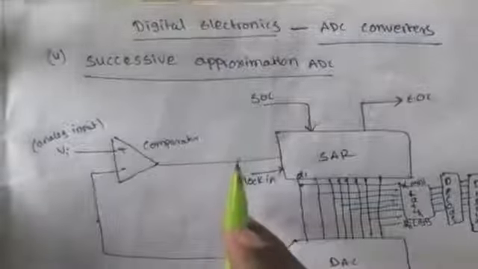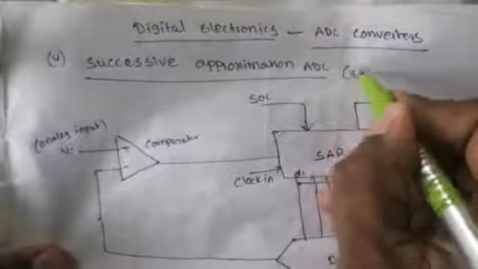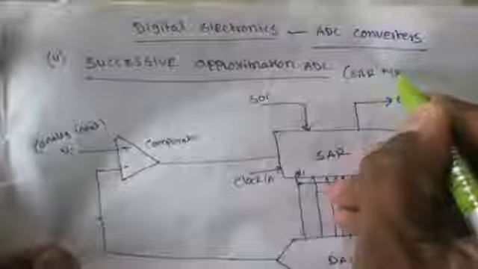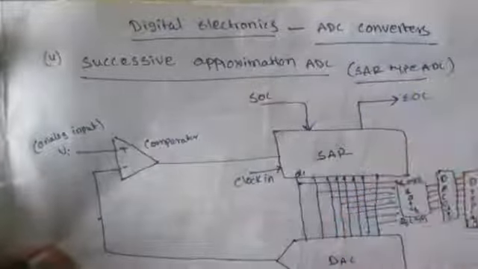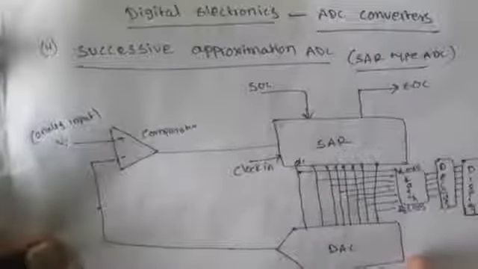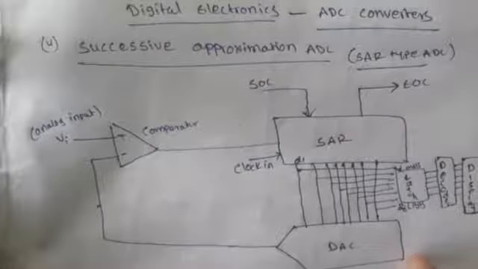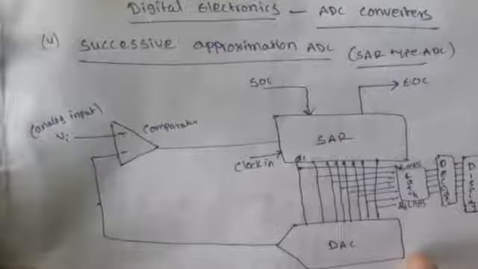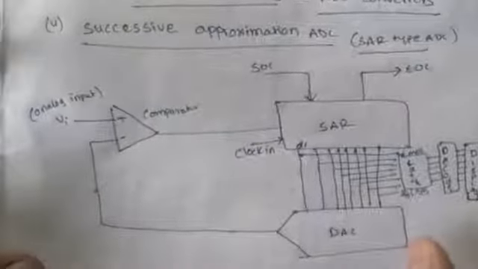Now coming to the SAR type. This is successive approximation, also called SAR type ADC. It is a very simple ADC, and it is implemented to increase the speed of operation compared to the previous case. How the operation speed will be increased, in this video we will see now.